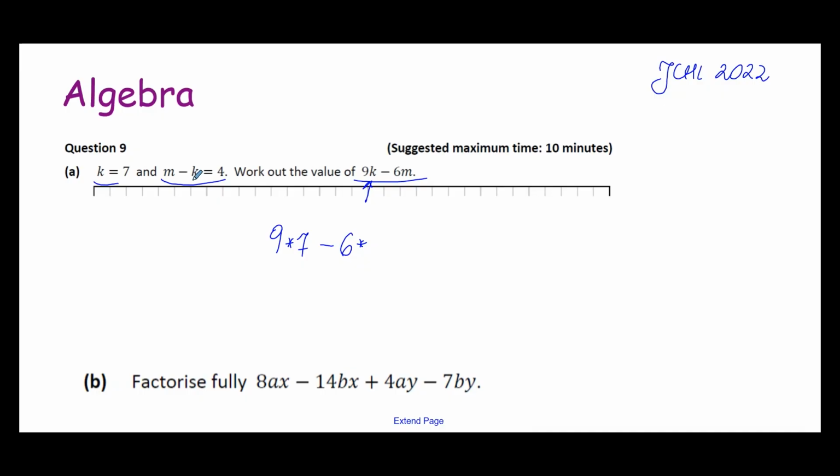Can I find the value of m? Yes, because I know that k is 7. So m minus k, and k is 7, so m minus 7 equals 4. That means that if I move my 7 to the other side, change the sign, m is equal to 11. Therefore, 6 multiplied by 11.